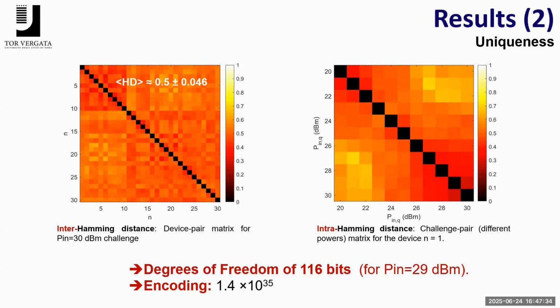In the other diagram, instead, we have the intra-Hamming distance. Intra-Hamming means that each pixel is related to the same device, but with 2 different power challenges. And also in this case, the behavior is the same. So it means it's very incredible, because if you change the input power, you could have two different, independent keys from the same device. And if we evaluate the degrees of freedom, we have 160 bits corresponding to this value of power, so that we could, in theory, generate more than 10 to the power 35 different keywords.